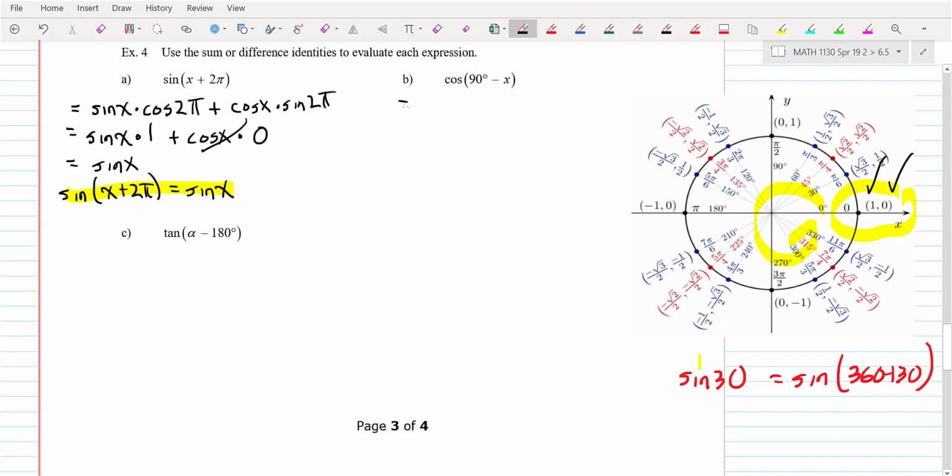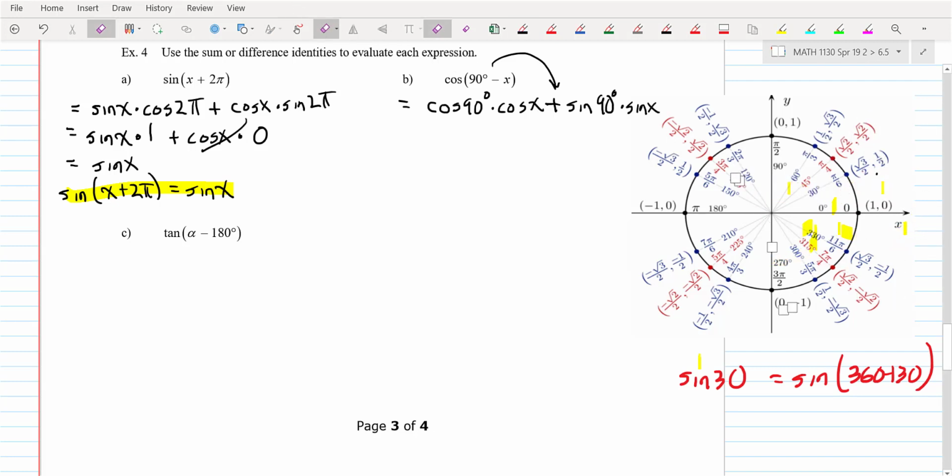Okay, this one, the cosine identity goes cosine, cosine, sine, sine, different sign. So it goes like this. You would go cosine 90 times cosine of x, and then you use a different sign. Just look up the identity until you memorize it. And then it would be sine 90 times sine of x like that. And then we just look these things up on the unit circle at 90 degrees. So at 90 degrees, the point on the unit circle is 0, 1. So that means the cosine is 0 and the sine is 1.